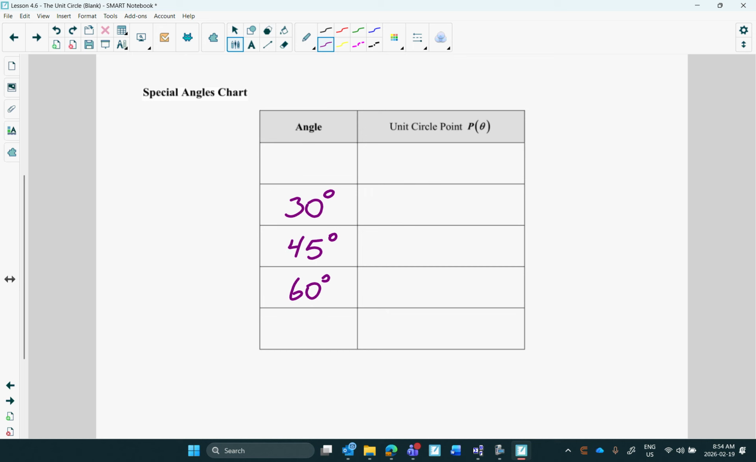What was the coordinate when it was 45? Root 2 over 2, comma root 2 over 2. What was it when it was 30? Root 3 over 2, comma 1 over 2. And then when it was 60, it was the reverse of 30.